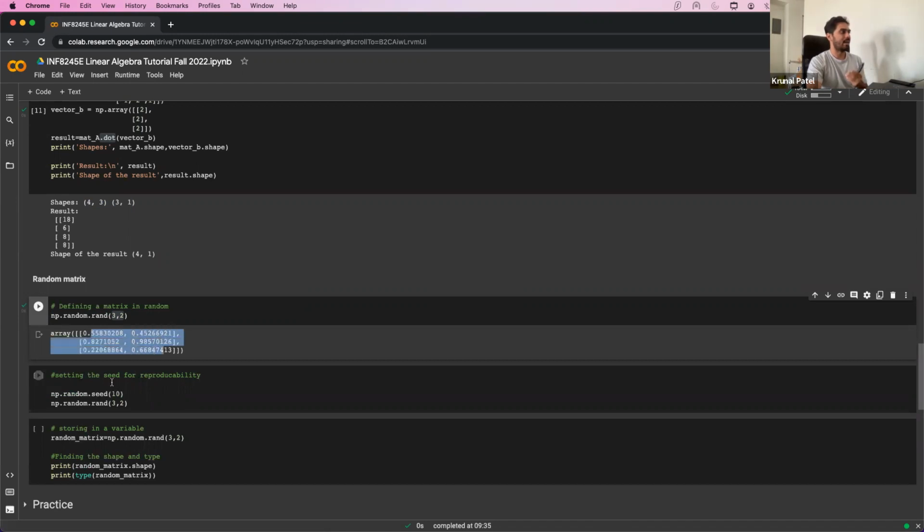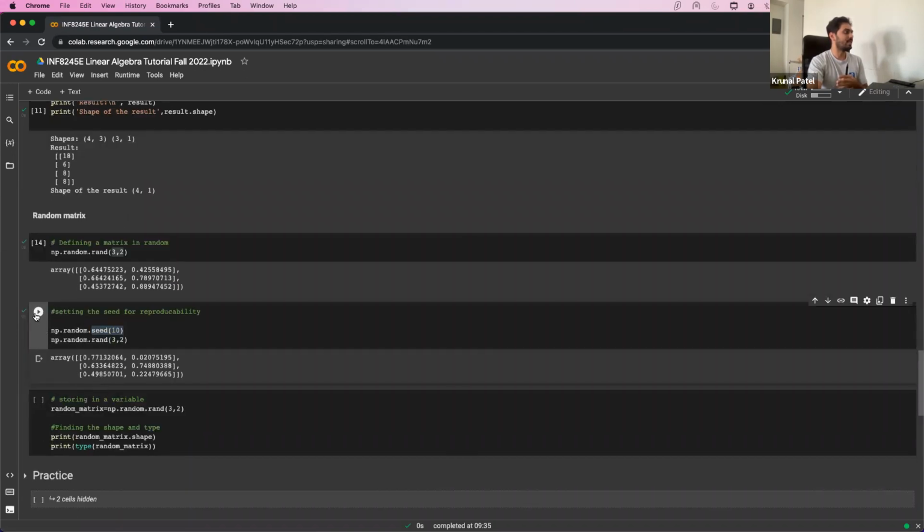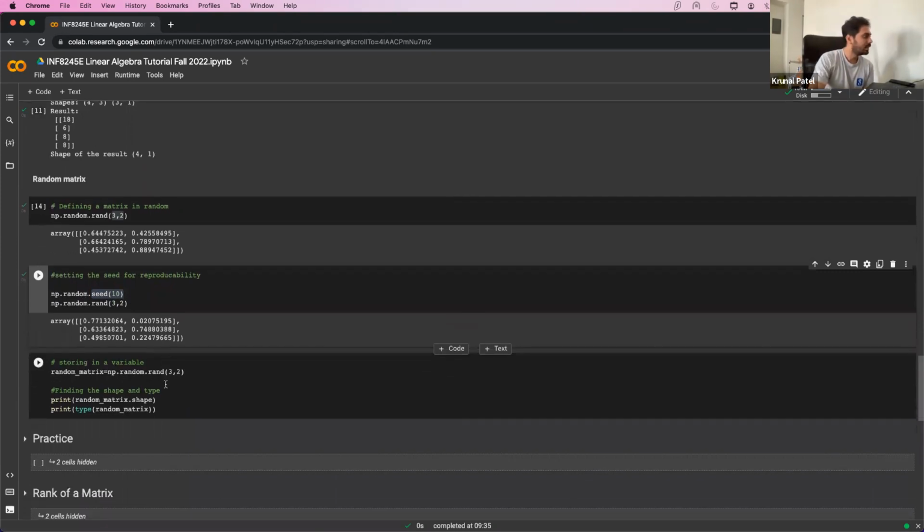Okay, and every time I execute this cell, it will be different entries. If you want to reproduce some results, then you need to fix the seed, and once you fix the seed, then you will always get the same numbers, right? So even though it is calling the random function, since the seed is fixed, you will always get the same numbers.